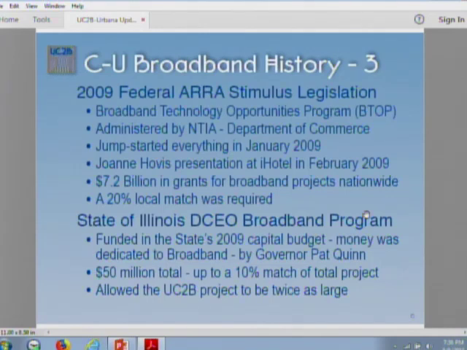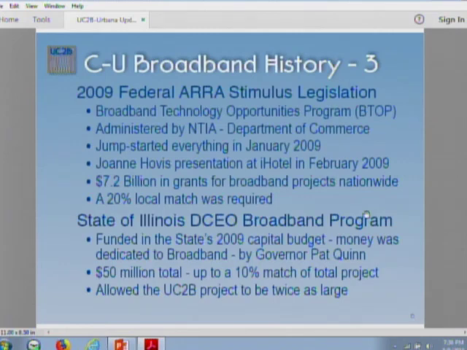We found out about that and did some research. I attended some meetings and we hired a consultant. And on the day that Barack Obama signed that legislation, authorizing all the recovery money, but also the broadband money, Joanne Hovis was here at the iHotel speaking to about 150 people about what we could do to take advantage of that once it became available.